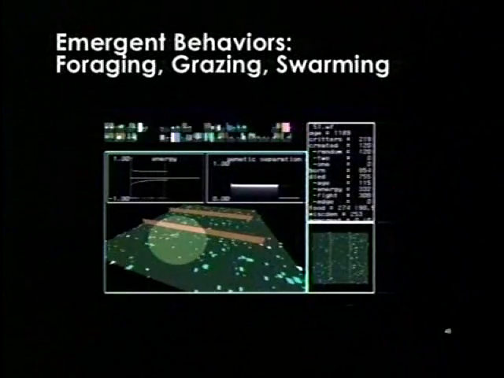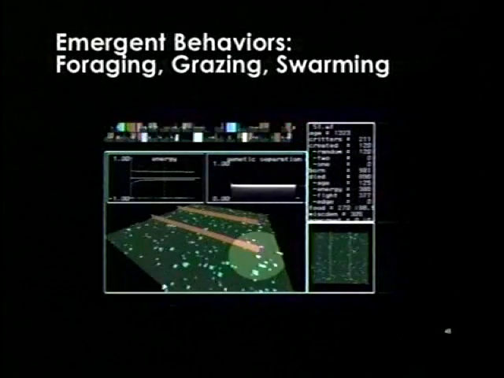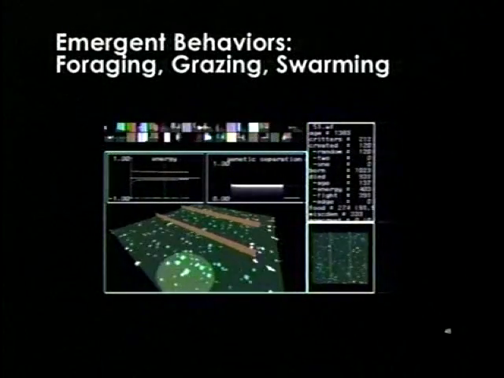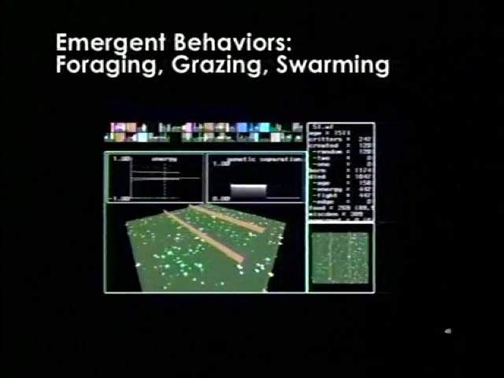They actually seem to be following an algorithm kind of similar to the Boids algorithm, where basically they kind of follow others close to them. And so if one has an opinion towards food, they all kind of move in that direction.